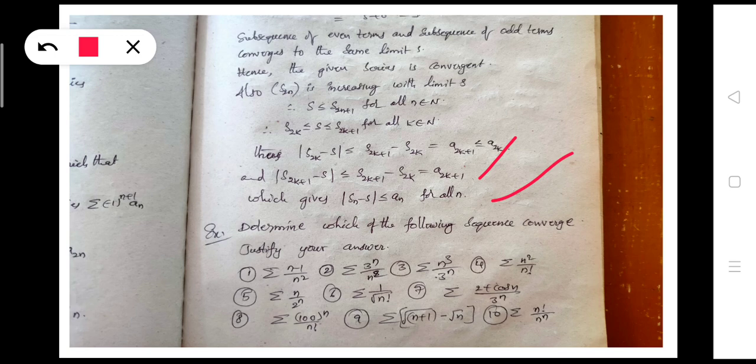Seventh one is sigma (2 plus cos n) by 3 power n. Eighth is 100 whole power n by n factorial. Ninth is sigma root of (n plus 1) minus root n. Tenth is sigma n factorial by n power n. The solutions of these problems we will see in the next slides.